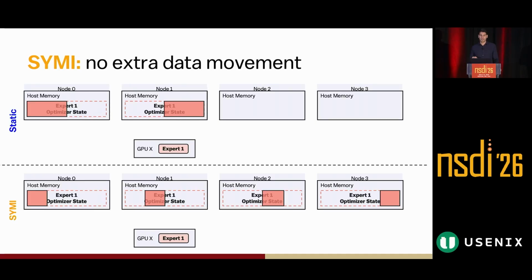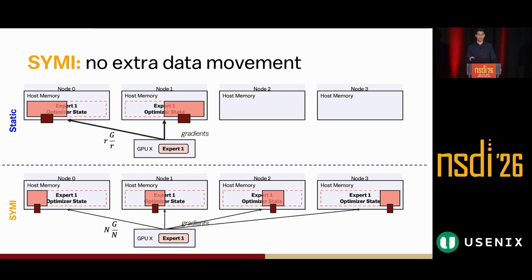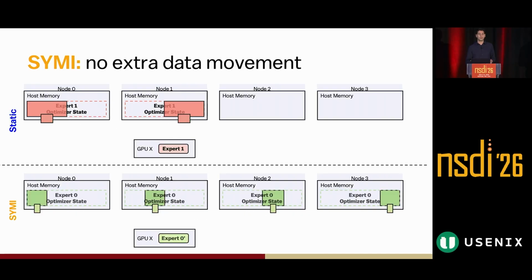On the top, we have a static baseline. On the bottom, we have SYMI. It doesn't matter how many times you shard the optimizer. The total amount of data communicated is exactly the same for both gradients and weights. And for expert rebalancing, we want to change an expert assignment. If I'm GPU X holding an expert, it doesn't matter if I'm receiving the weights of the previous assignment or a new assignment.